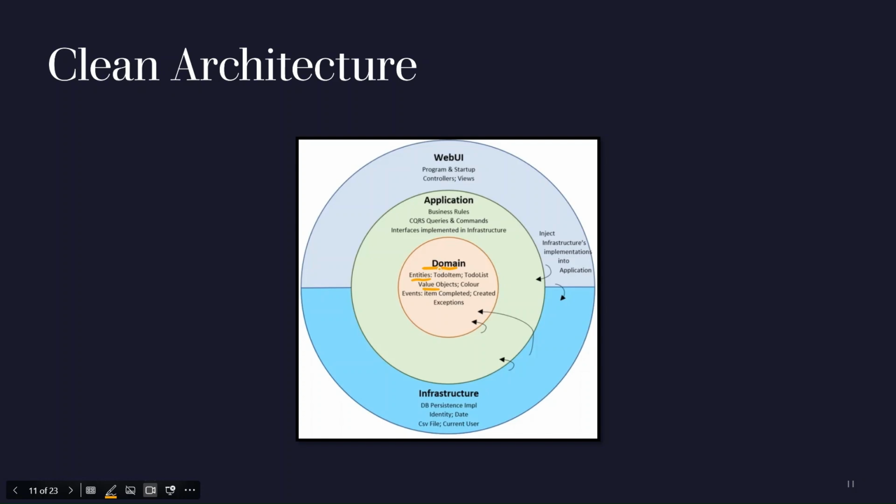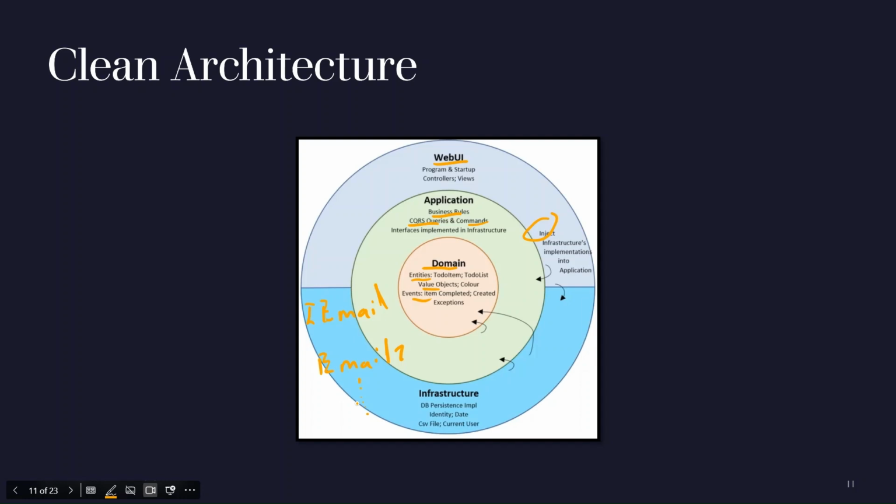Additionally, business rules such as implementation of CQRS and commands are located in the application layer. The web UI layer also functions as a dependency injection system, dynamically determining which implementations to use for interfaces such as IEmail. This means we can have multiple implementations for a single interface, but it is the UI's responsibility to decide which one should be injected.